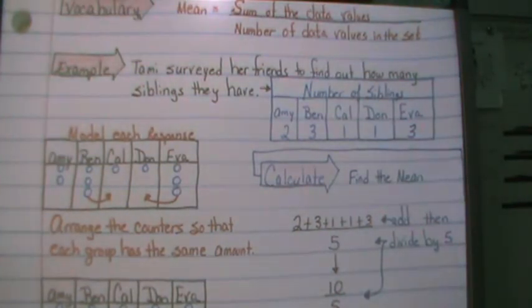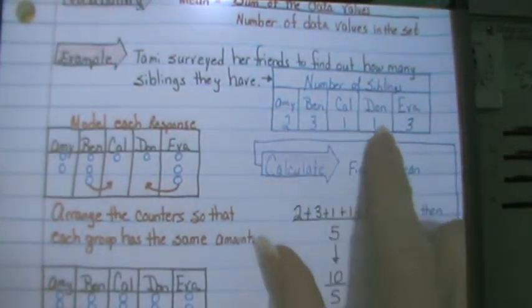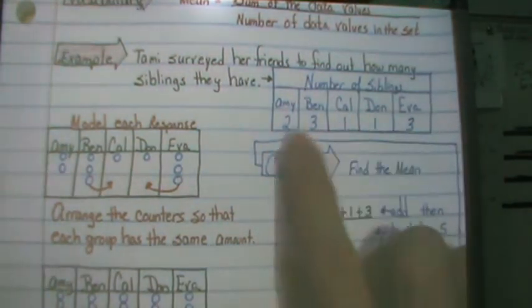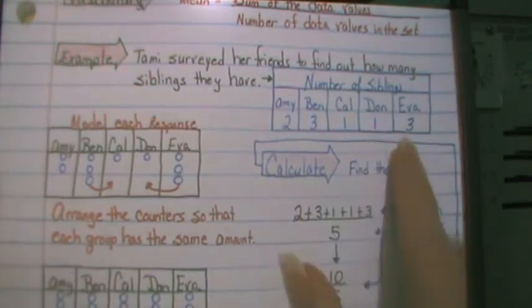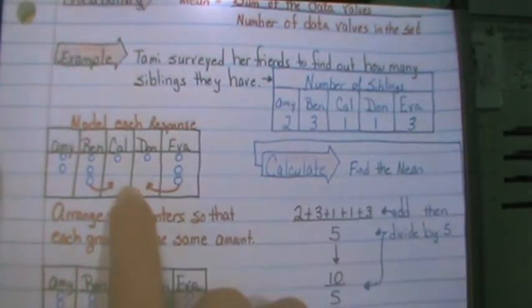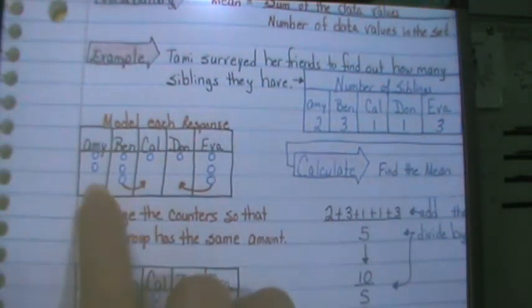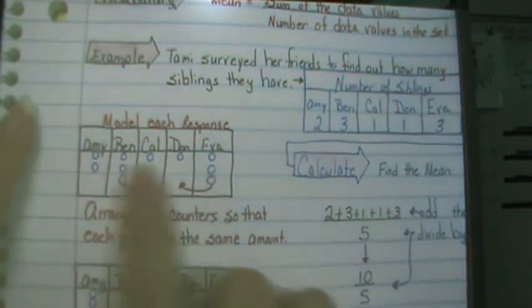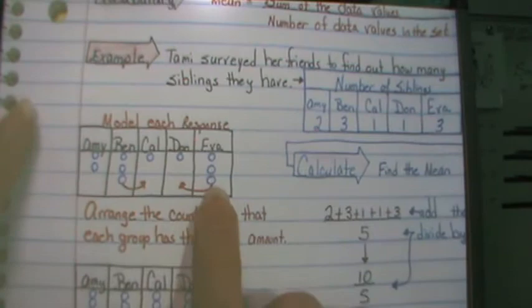Your first example is about Tammy. Tammy surveys her friends to find out how many siblings they have, and here are her recordings. She had Amy, Ben, Cal, Dawn, and Ava. Amy had 2, Ben had 3, Cal had 1, Dawn had 1, Ava had 3. So what she did was she modeled it. She used counters, and she put it in another chart. There's Amy's 2, Ben's 3, Cal 1, Dawn 1, Ava 3.